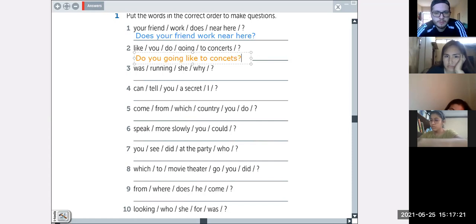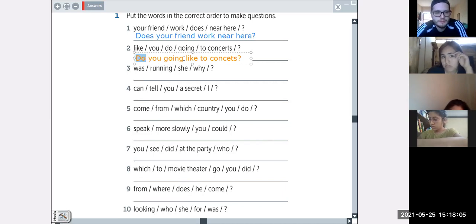Okay. So tell me, Sebastián, do you remember that I told you before that when we have a verb with the ing, we need to start the question with the verb to be, right? Because it's present continuous. But when we have the auxiliary verb do, the main verb needs to go in the base form. So how can you change this question? If we are using do as auxiliary verb, the main verb needs to go in the base form, right?